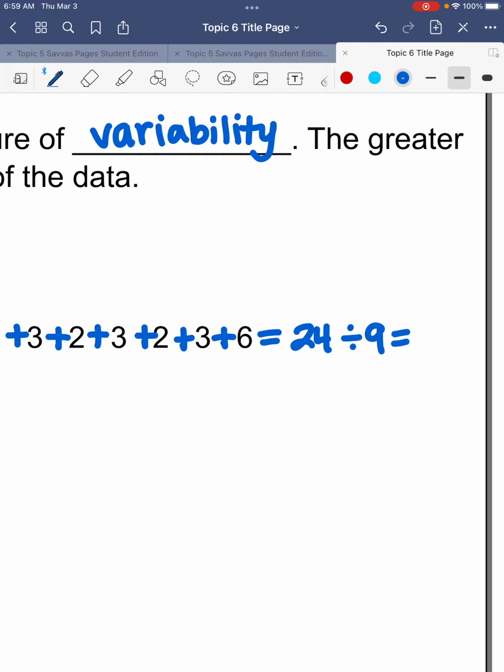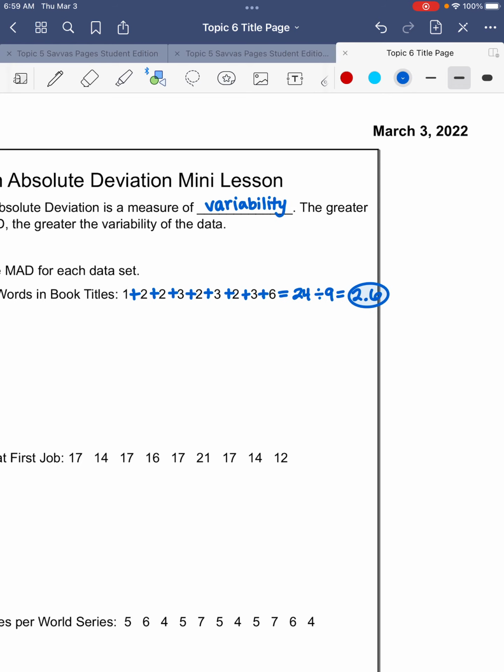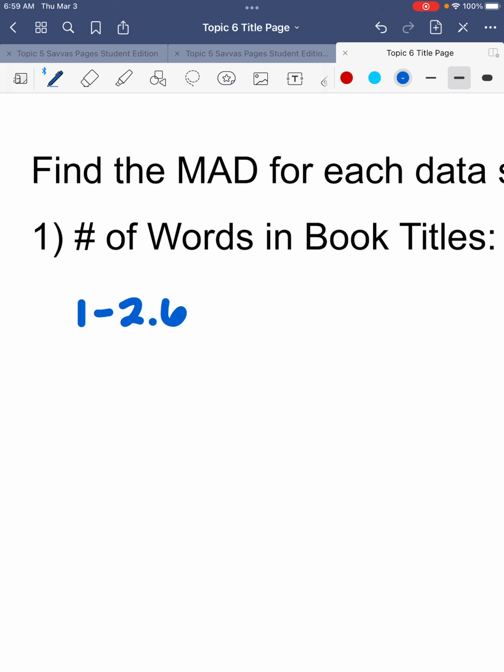Okay? So we have 2.6. Now, that's the mean, and that's really, really important. So now what I'm going to do is take every single term and subtract the mean from it. Our very first term was 1, so we're going to have 1 minus 2.6, which is going to be negative 1.6.